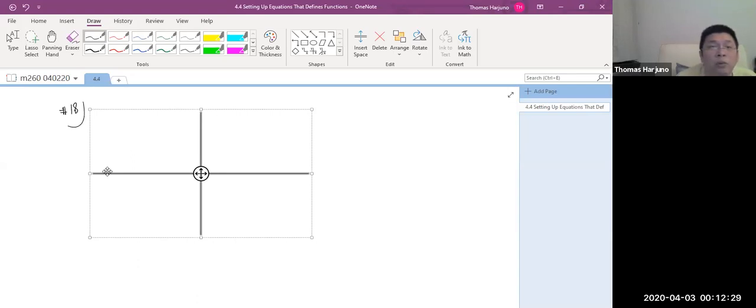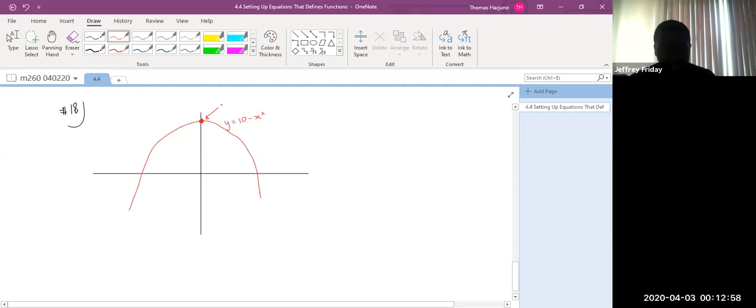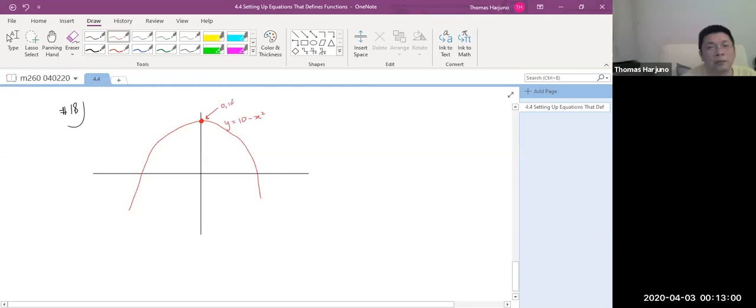I need to draw the parabola first. Let me draw the parabola, y equals 10 minus x squared. So approximately it looks like this. The vertex here is, what is the vertex here? 0, 10 to be more precise.